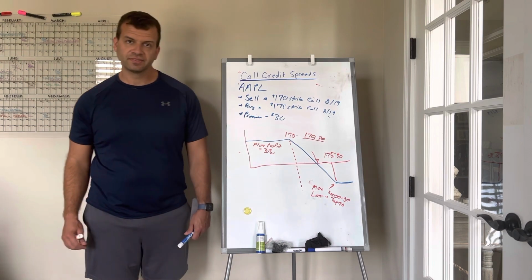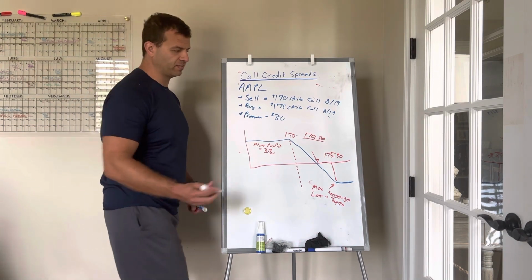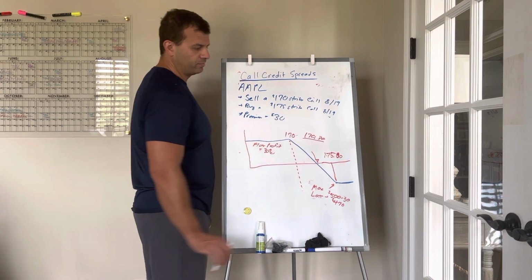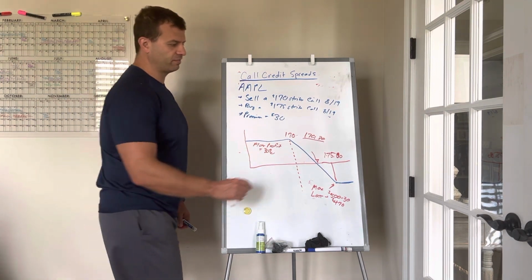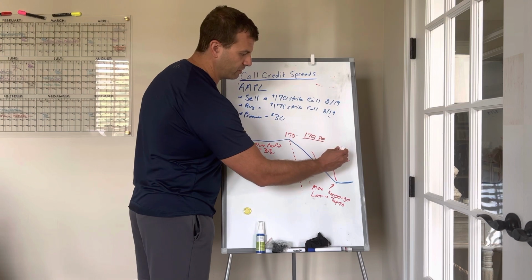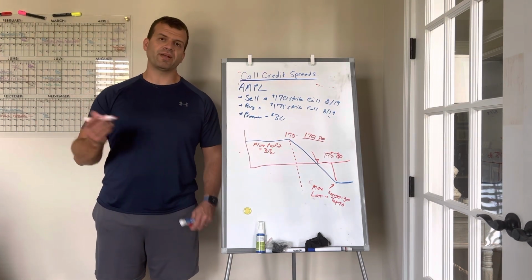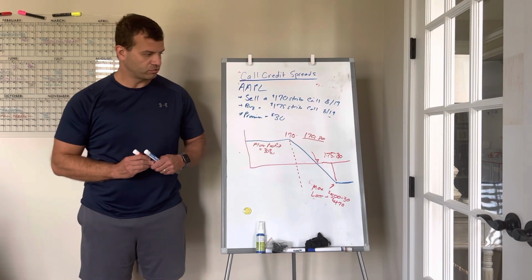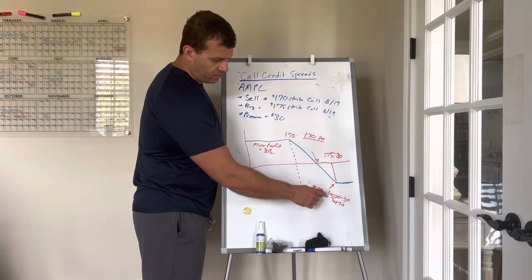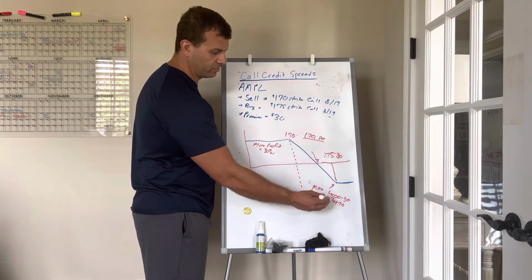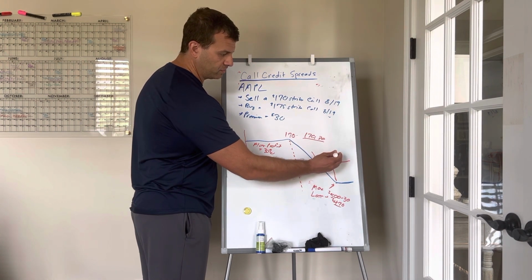eventually, and this should be 175. Well, no, it is 175.30, because of max loss, you have $30 in premium. So at 175.30, you're at your max loss, which would be $500 minus $30 in premium, which would be $470. And this actually should be 175.